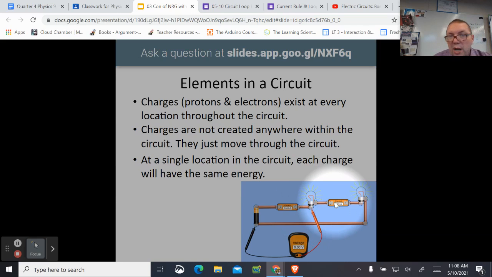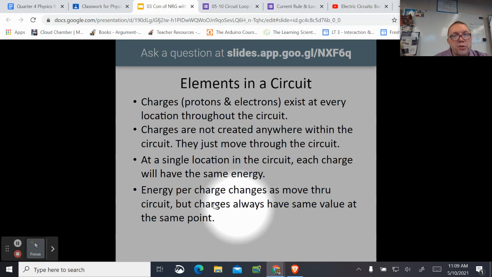Once it's at a different spot, well, that charge would have a different amount of energy, or could have a different amount of energy. But when it's at this spot, it's got 9 volts. Every single charge at this spot, every coulomb of charge at this spot would have 9 volts of electric potential.